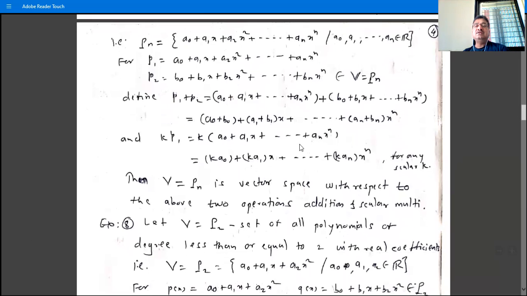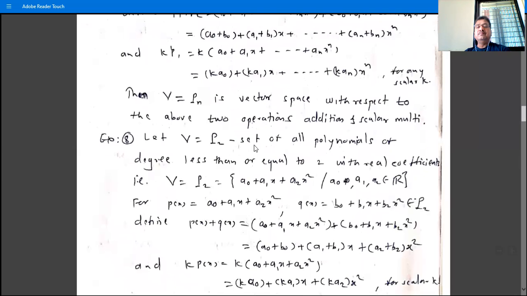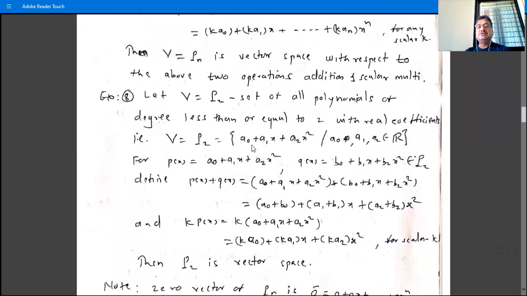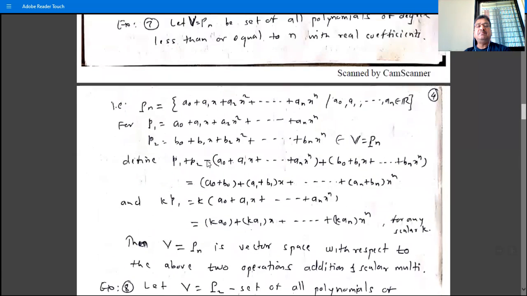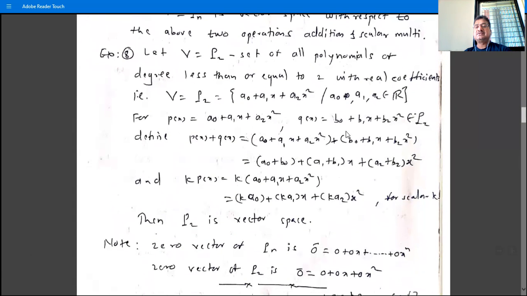So instead of n, if you take the value of n as 2, then what is P2? P2 is the set of all polynomials of degree less than or equal to 2 with real coefficients. That is, V equals P2 equals a naught plus a1x plus a2x squared, where a naught, a1, a2 are real numbers, belonging to R. And this set P2 is considered under these two operations. Suppose P(x) is a naught plus a1x plus a2x squared, and Q(x) is b naught plus b1x plus b2x squared, the two elements of P2. Then what is the addition?